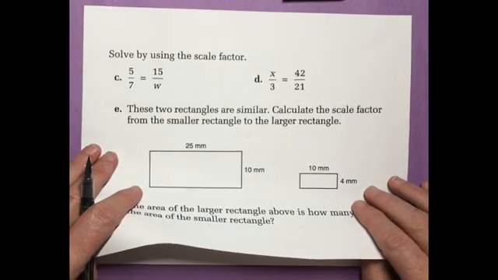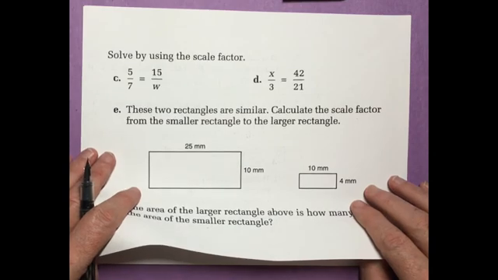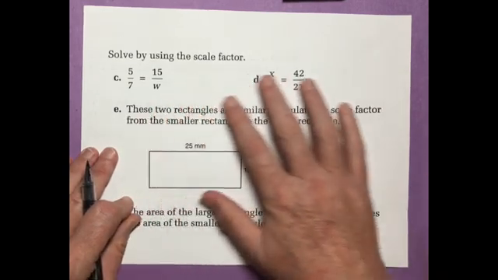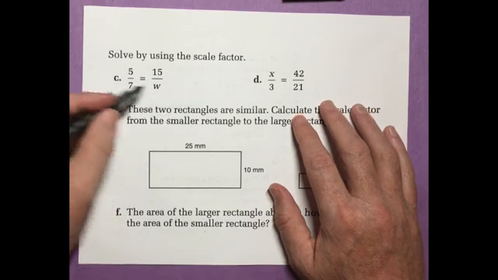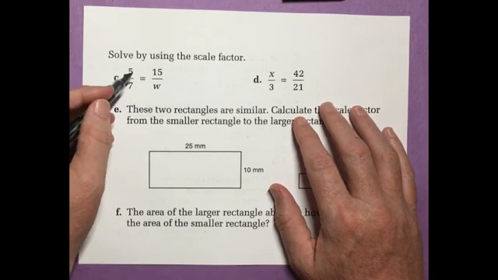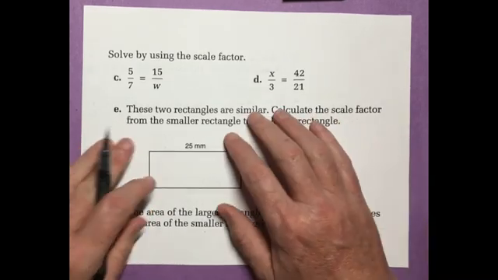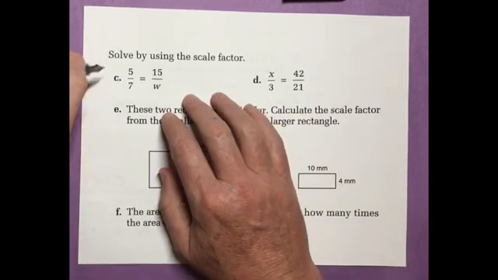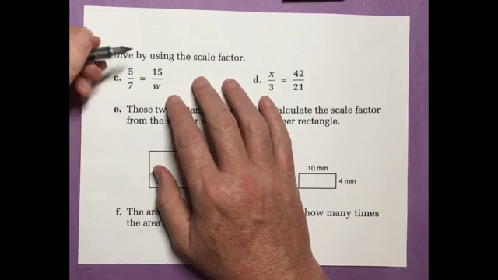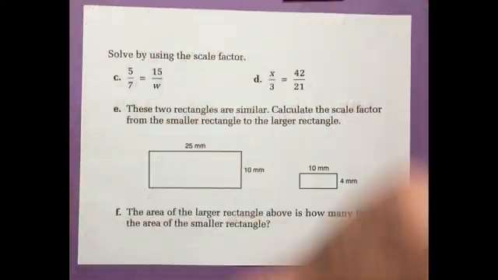Solve by using scale factor. Now, before when presented with problems like this, we would cross multiply. We'd say, oh, well, 5W must equal 7 times 15. And then we could solve for W. But now, let's see if we can't do this perhaps an easier way by using scale factor.